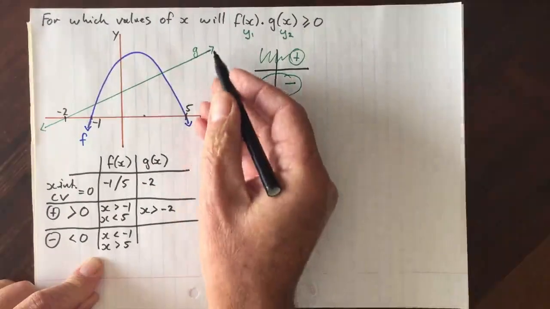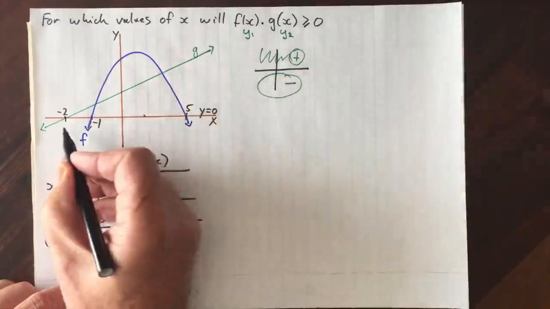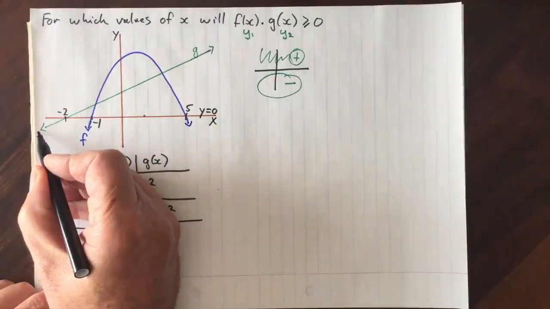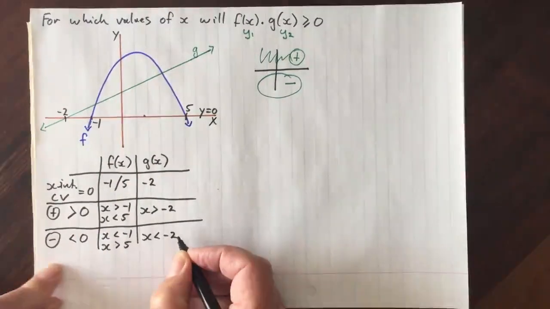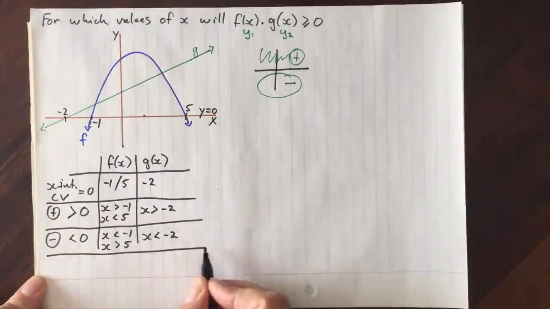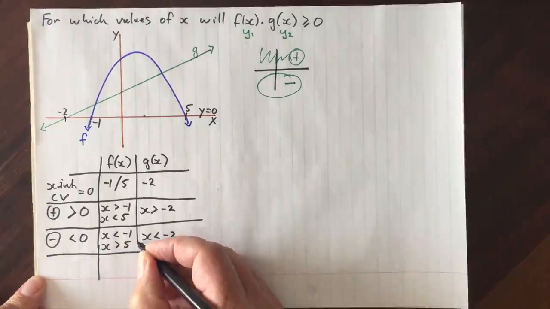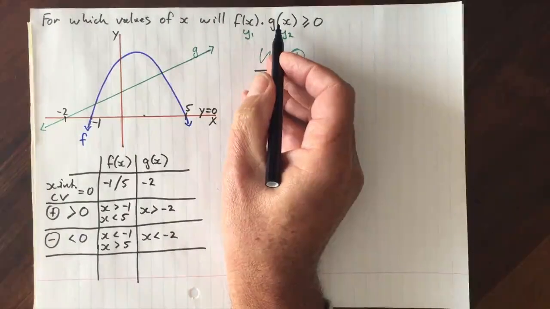Okay, the same with my g(x) as well. If it's positive to the right of -2 there, it will be negative left of -2, meaning x less than -2. Now, what we're going to do now is to see how this product of ours will play out.